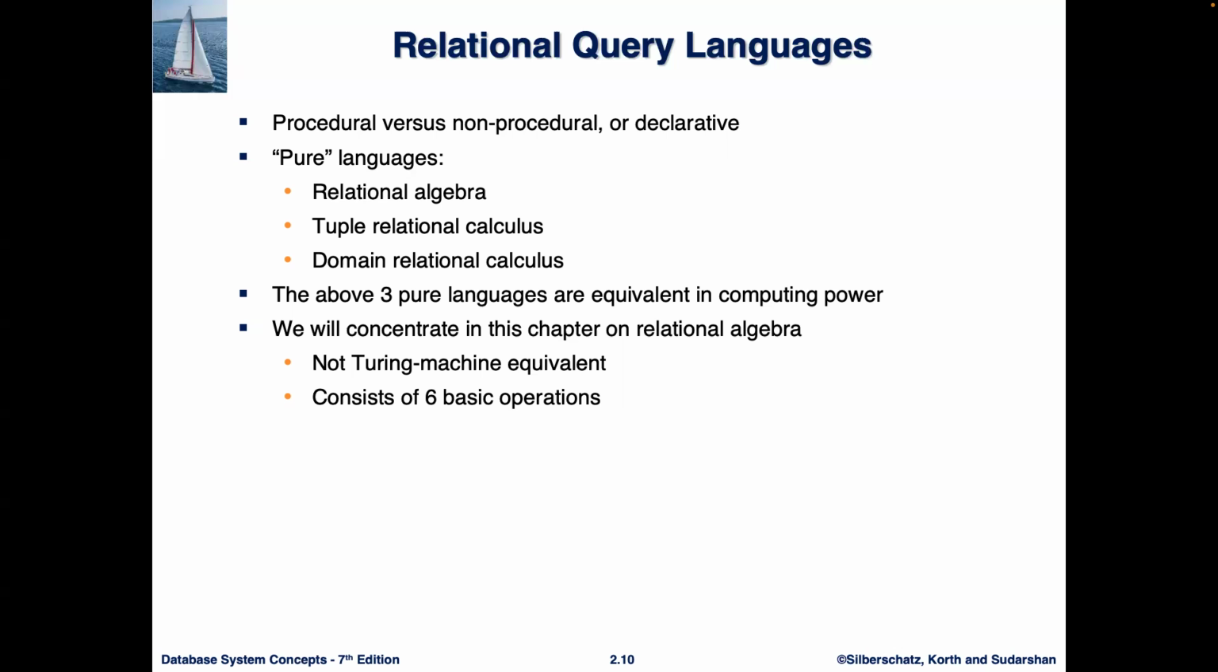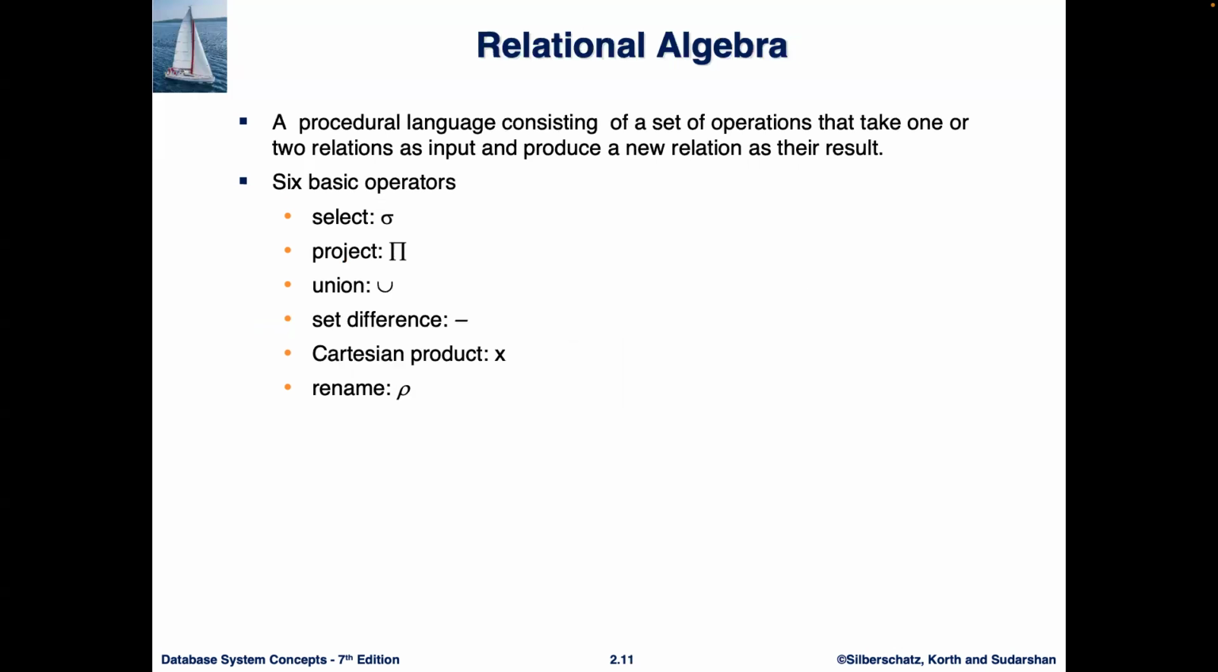So apart from these pure languages, relational algebra, tuple relational calculus, and domain relational calculus are all equivalent in computing power. But in this chapter, we will only talk about relational algebra. Relational algebra is not Turing machine equivalent and consists of 6 basic operations. What are the operations? Let's look into those. There are 6 basic operations in relational algebra: select, project, union, set difference, Cartesian product, and rename.